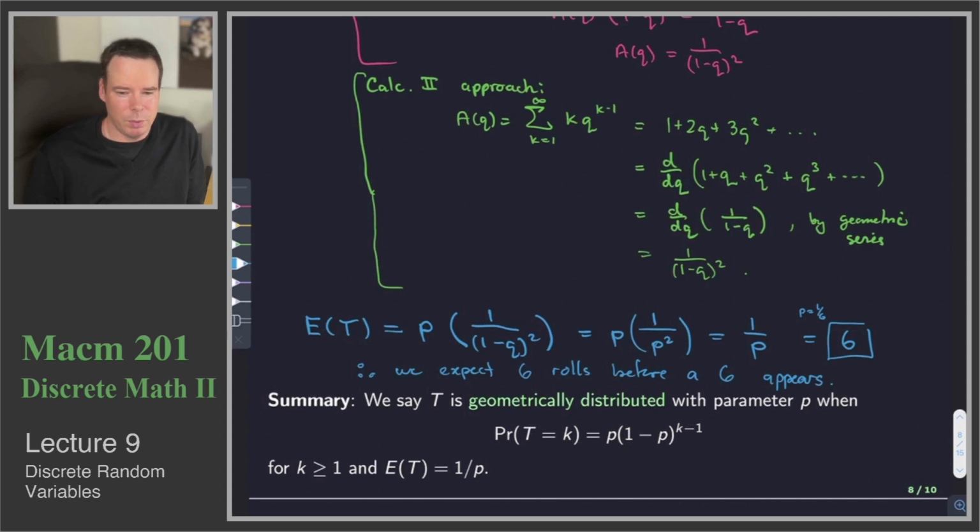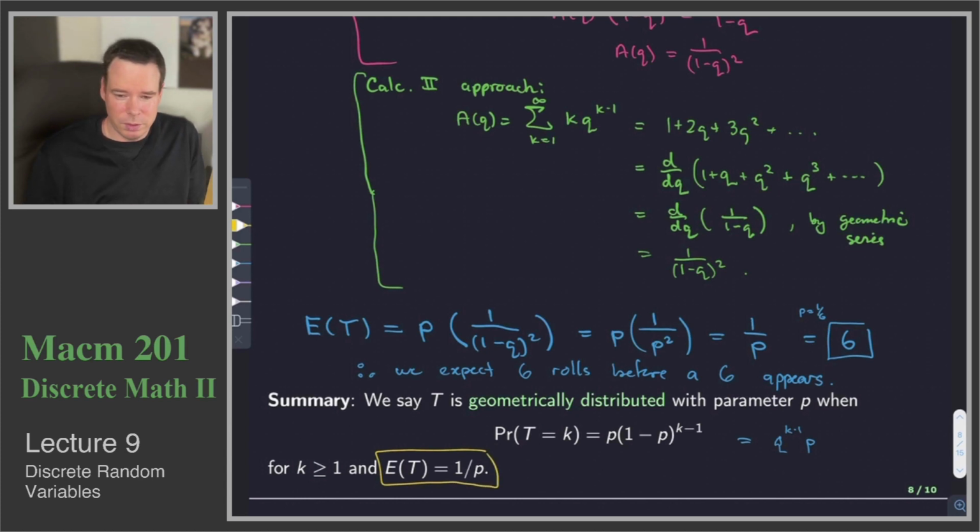But in general, we say a random variable is geometrically distributed with parameter p when the probability of that random variable taking on the value k is p times (1 minus p) to the k minus 1. And that's what we had in this case. 1 minus p was our q. So we had written this as q to the k minus 1 times p. But it could also be written as that, where q was equal to 1 minus p. And we've also worked out what the expected value is. The expected value of the random variable t is 1 over p.